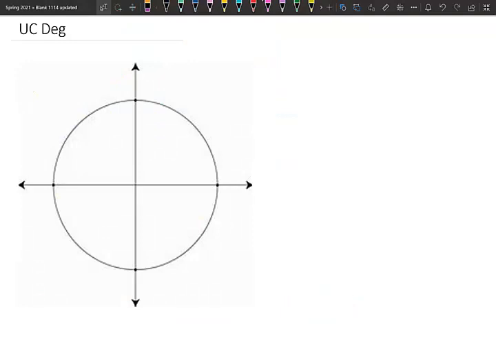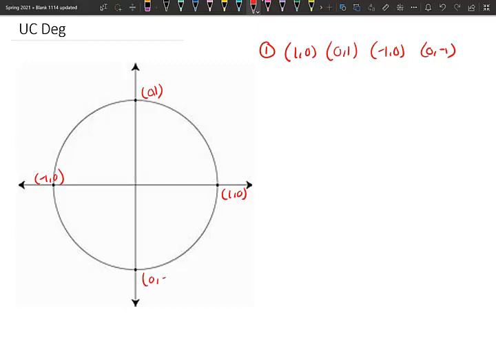Let's fill out our unit circle using degrees. So no matter what, we're going to fill out the points that we know. We're going to fill out the quadrantal angles. Remember, those are the points 1, 0, 0, 1, negative 1, 0, and 0, negative 1. So here we have 1, 0, 0, 1, negative 1, 0, and 0, negative 1.